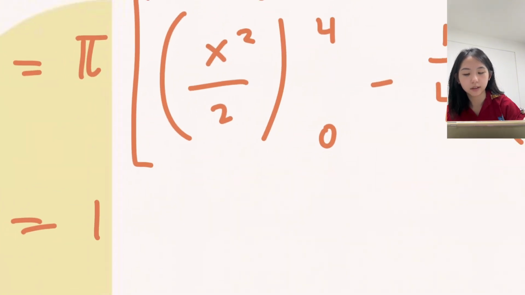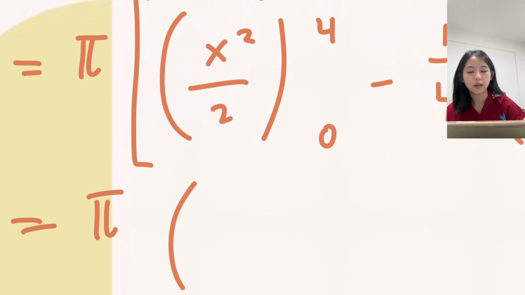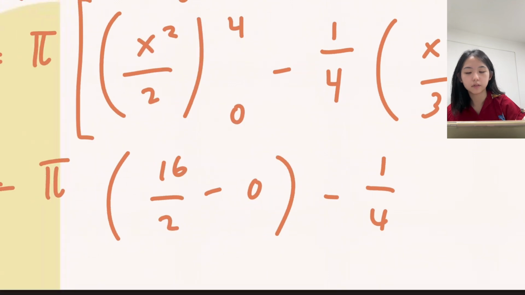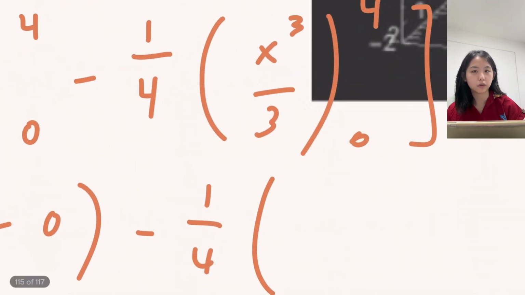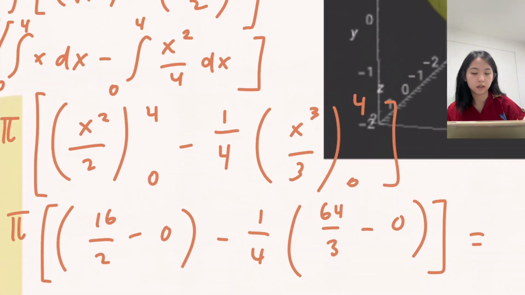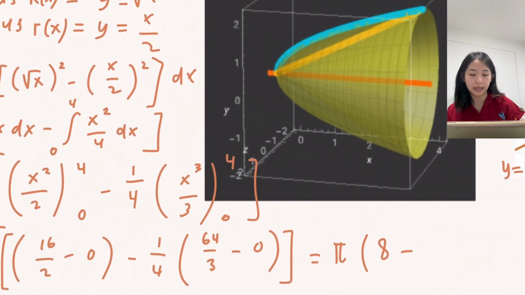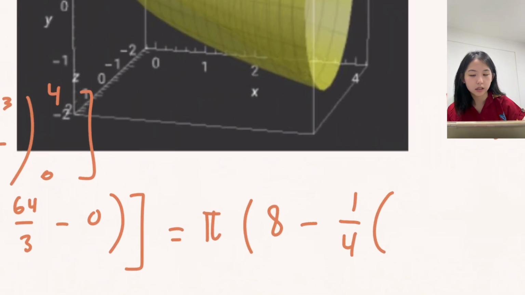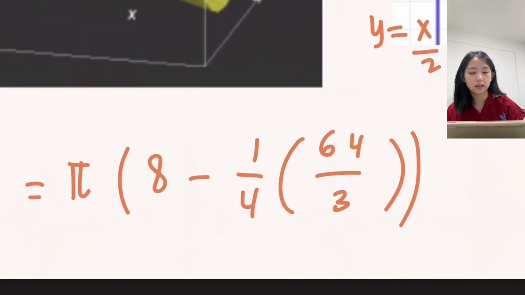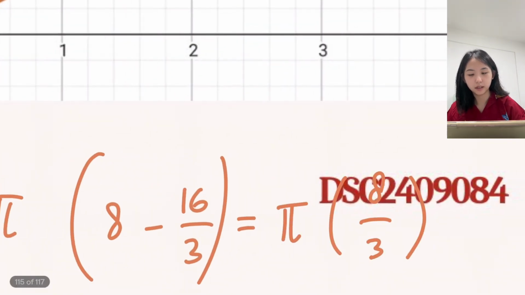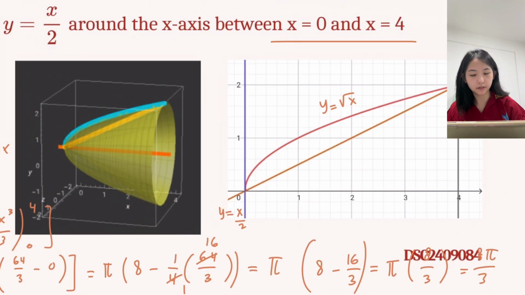After that, we just need to put in 4 and 0. 4 times 4 is 16 over 2, minus 0, minus 1 over 4 times 4 times 4 times 4, which is 64 over 3, minus 0. 16 over 2 is 8, minus 0 is still 8, and minus 1 over 4 times 64 over 3. I'm sorry, this is 16 over 3, so 8 minus 16 over 3 is 8 over 3. So the answer is 8 pi over 3 cubic units.